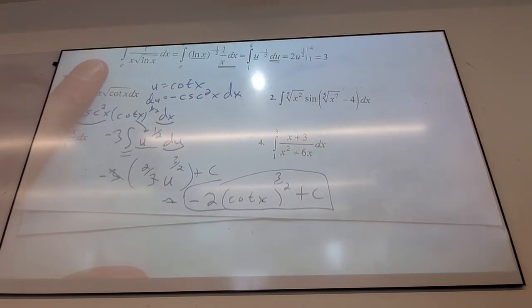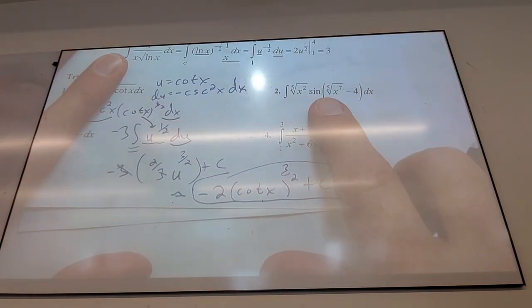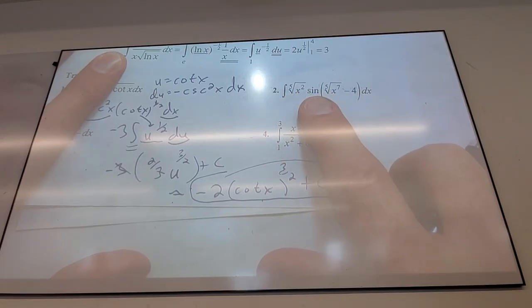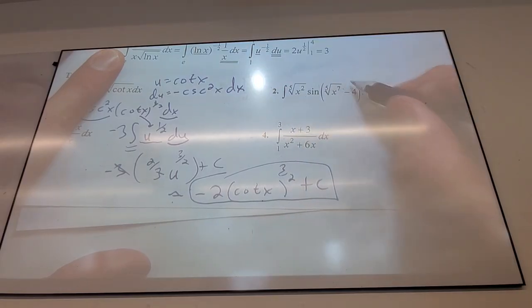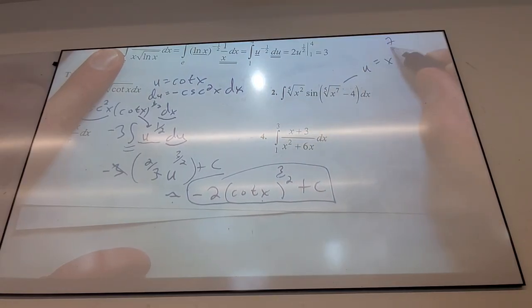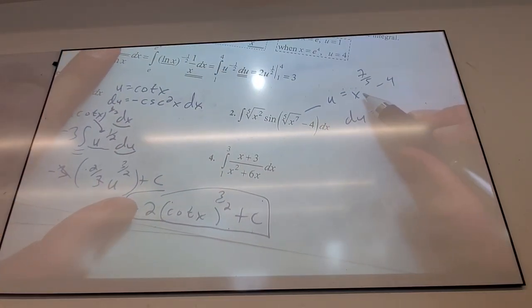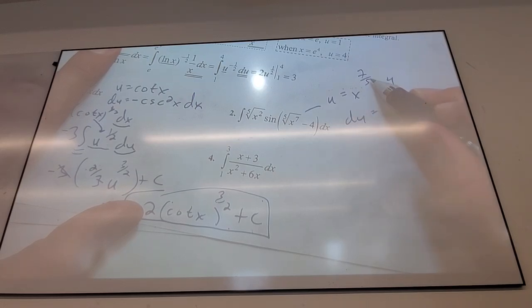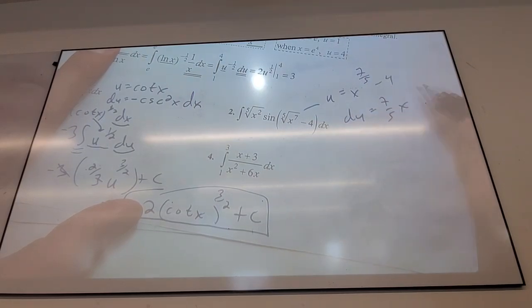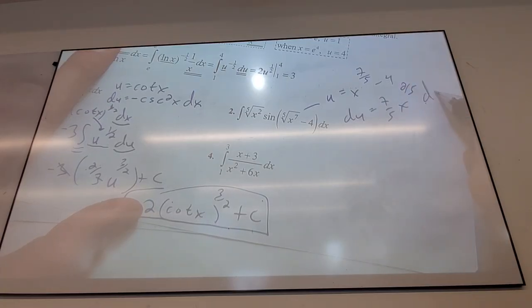Alright. Do you guys see number 2 has gross fractional powers, but it's basically the same thing as the sine one we did earlier? Do you guys see the inside is x to the 7/5 minus 4? What's the derivative of that? What's the derivative of x to the 7/5? You can do it. The power, 7/5, comes down, and then the power goes down by 1. Good. And the minus 4 just goes to 0.